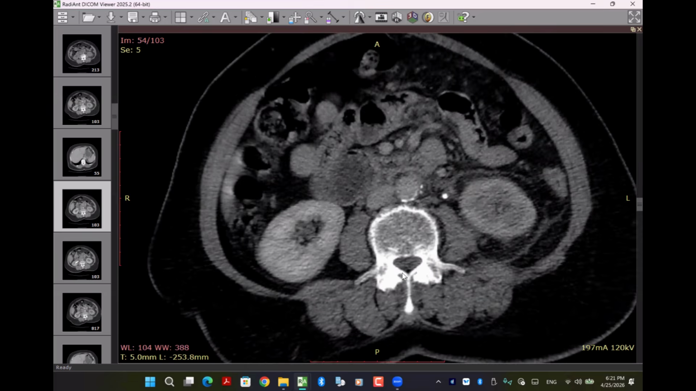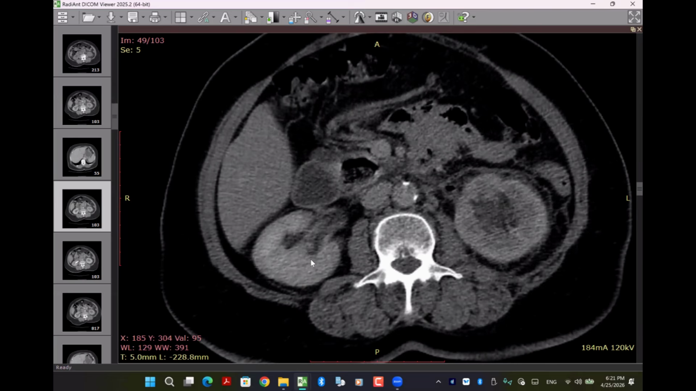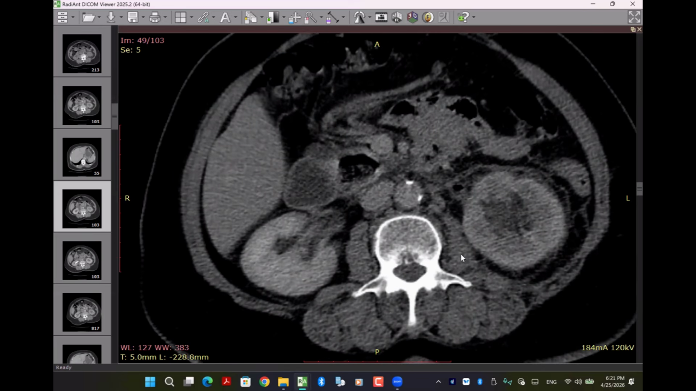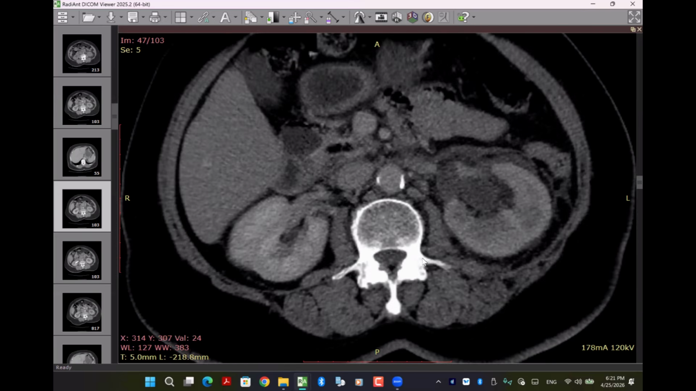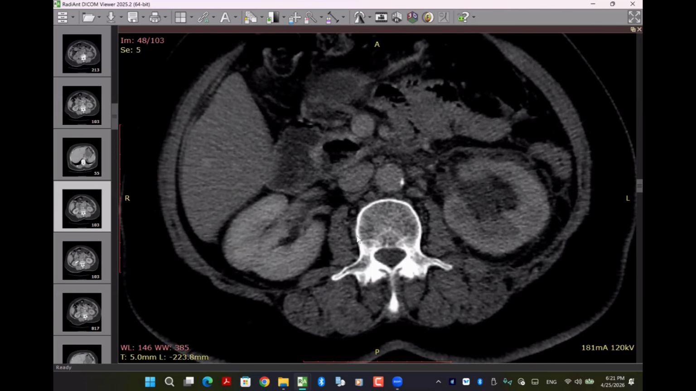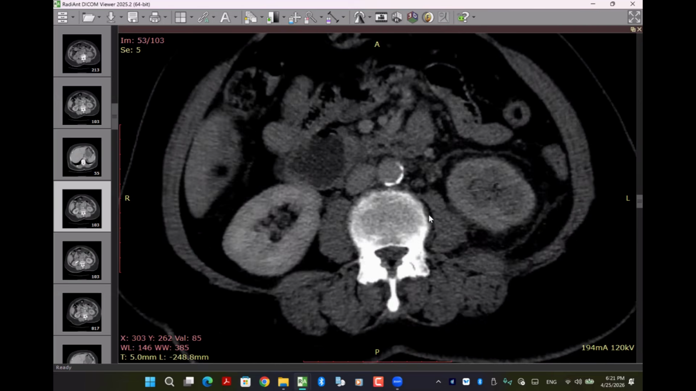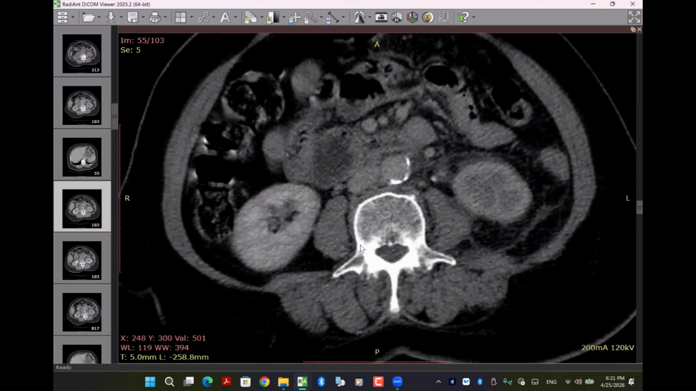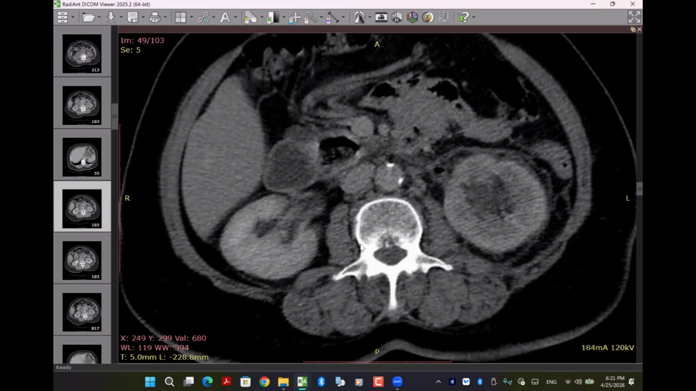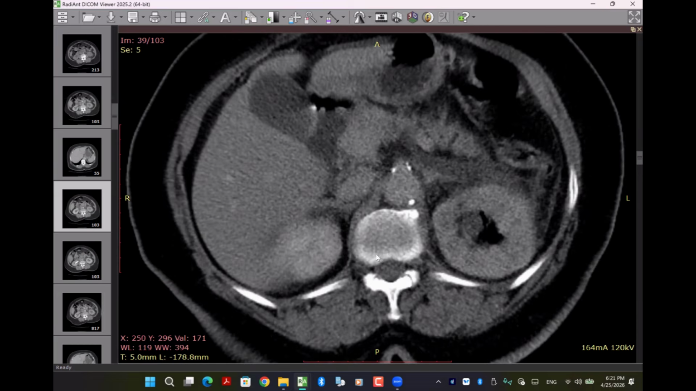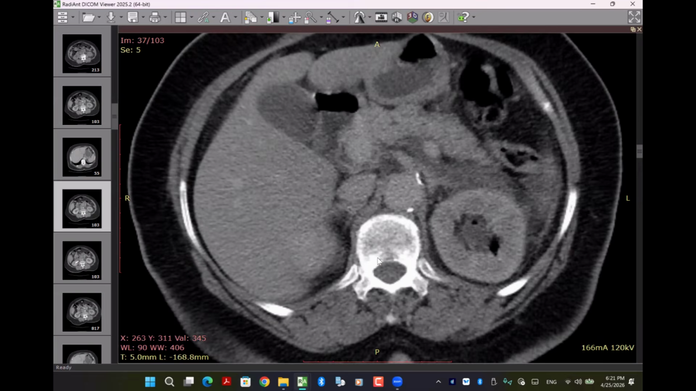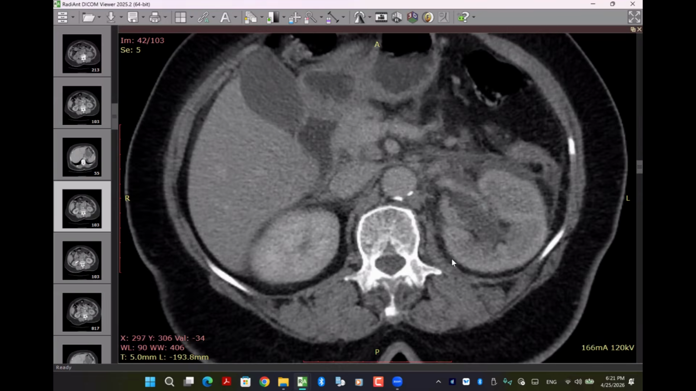What happened to the function of the kidney? There is mildly delayed function of the left kidney. If you have a multiphasic kidney study, don't forget to comment on the function. Yes, exactly, so it is an obstructing stone. There is an obstructing stone in the left proximal ureter causing obstruction leading to the pyelonephritis. Nice. Emphysematous pyelonephritis of the left kidney.